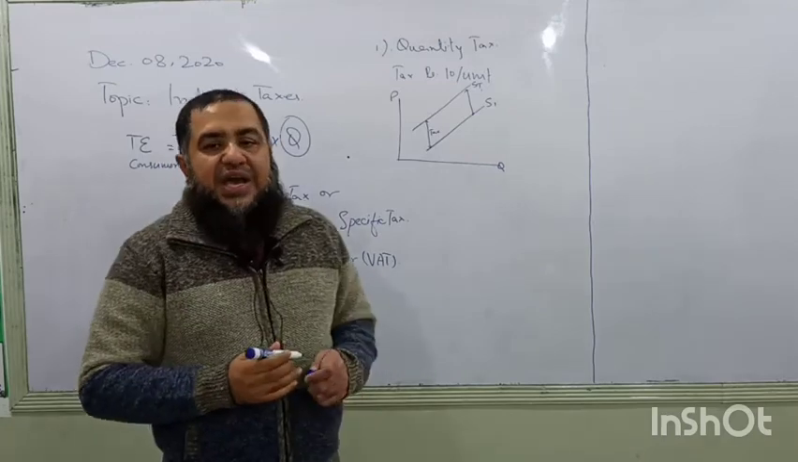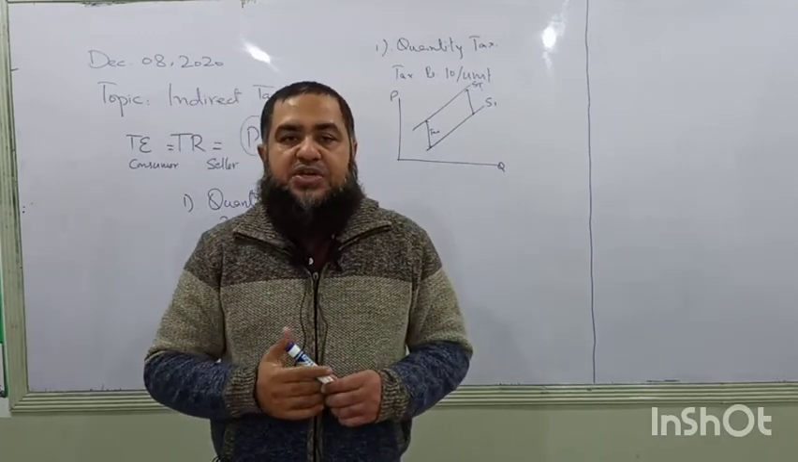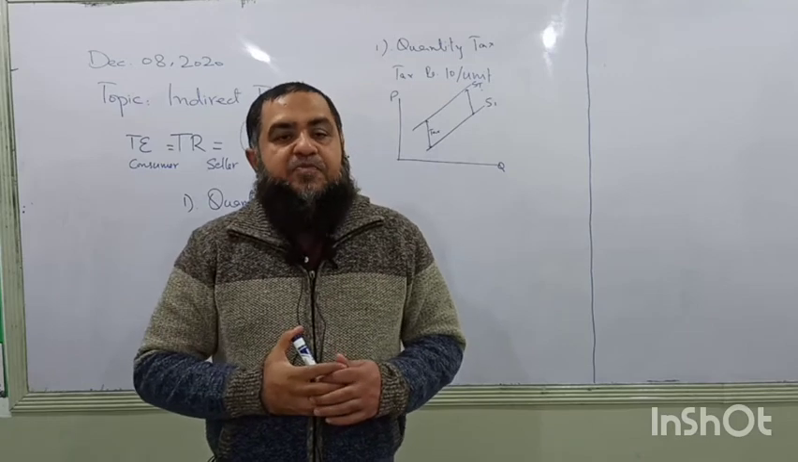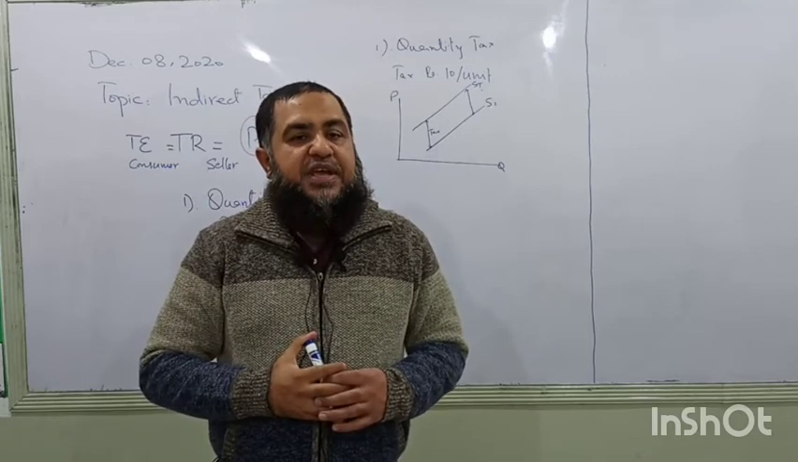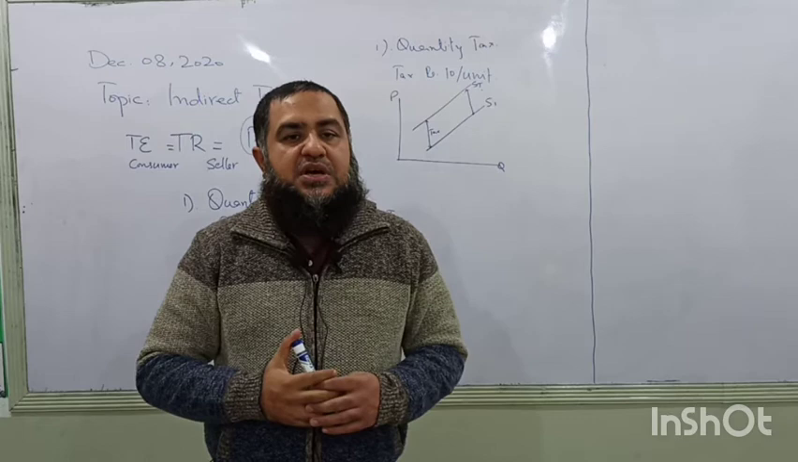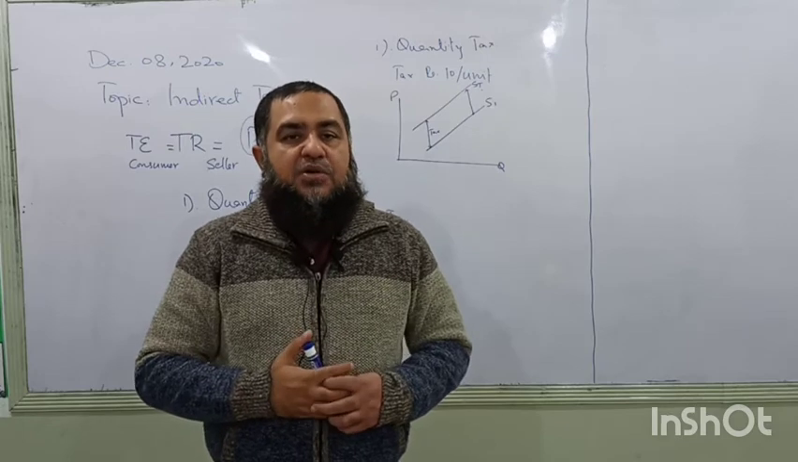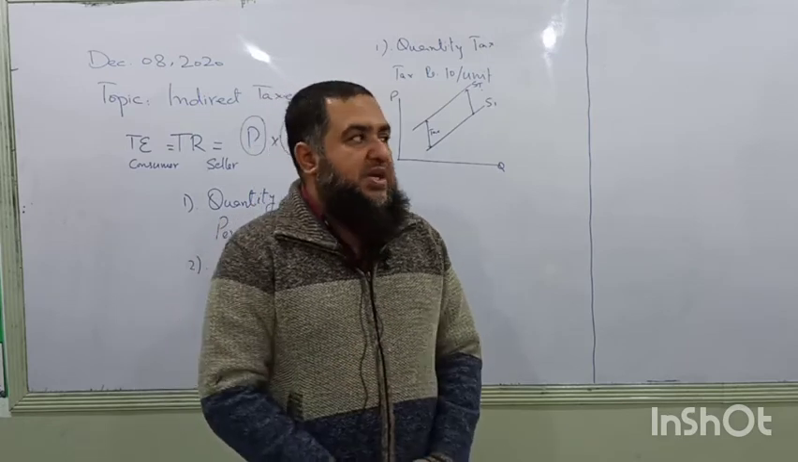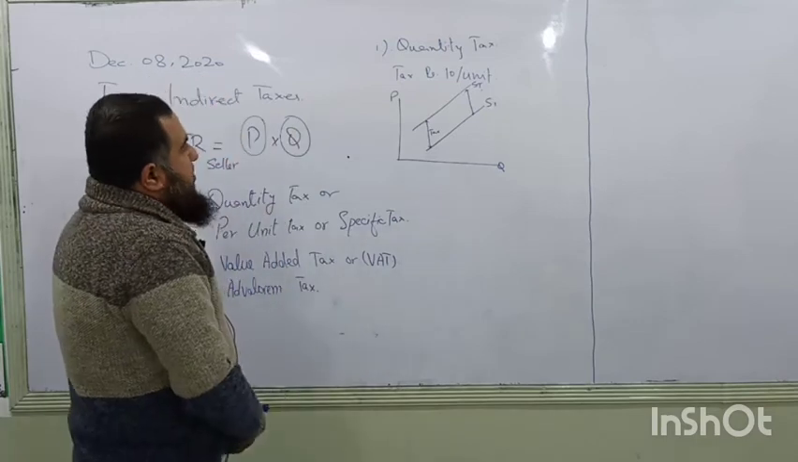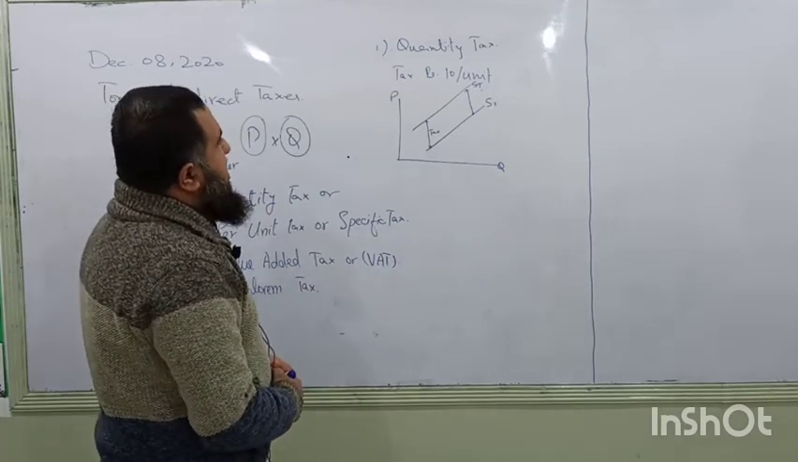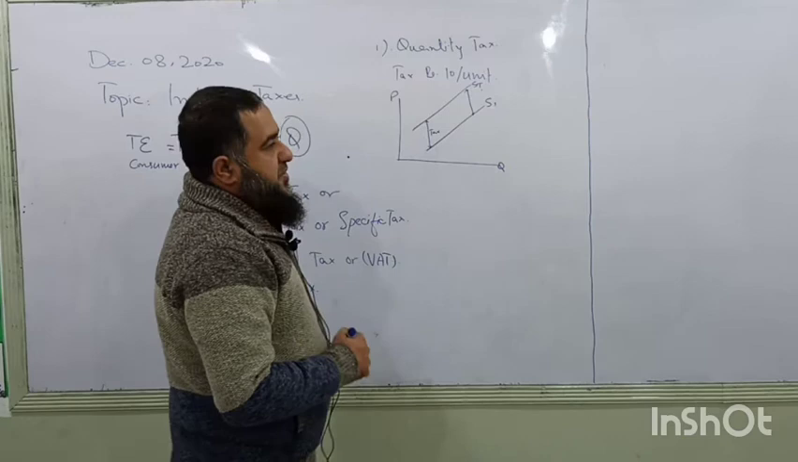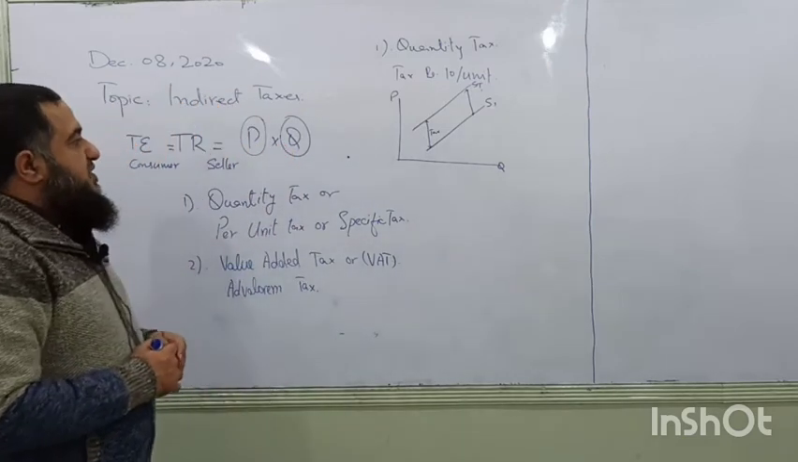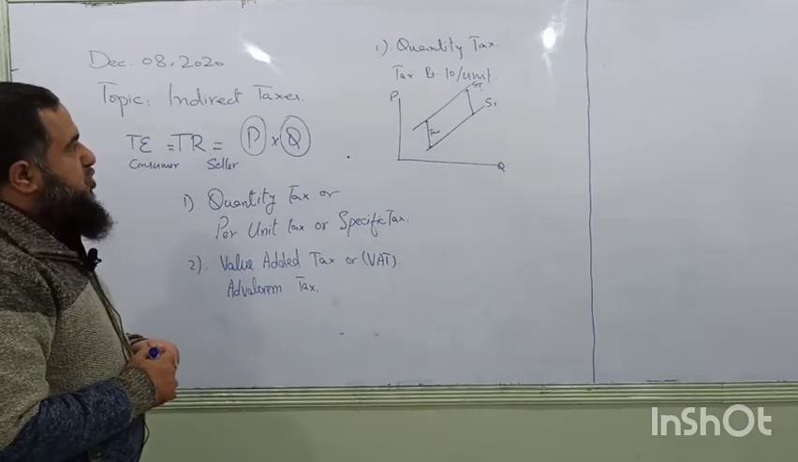It is the same as an increase in the cost of production of the producer. Therefore, the gap between these two supply curves is a constant value. This is the amount of the tax which is imposed by the government. For each unit, the tax is the same, like 10 rupees per unit. This is the amount of the tax imposed by the government.